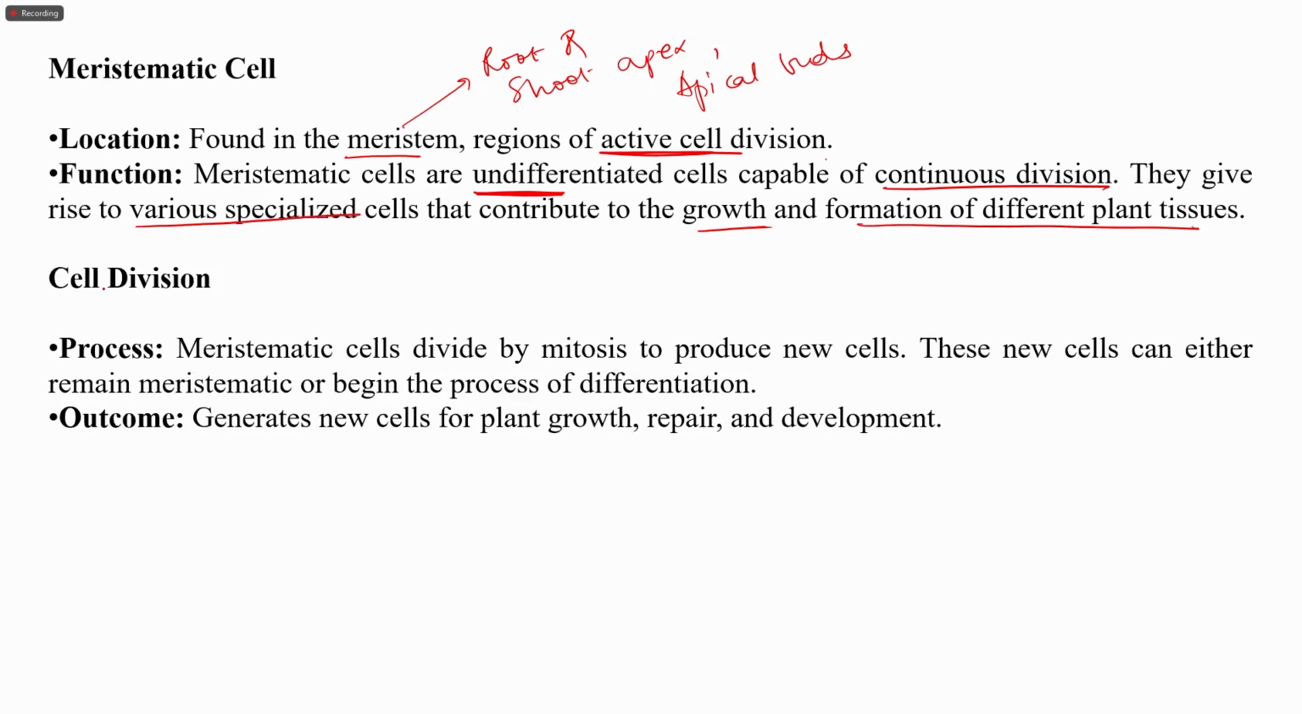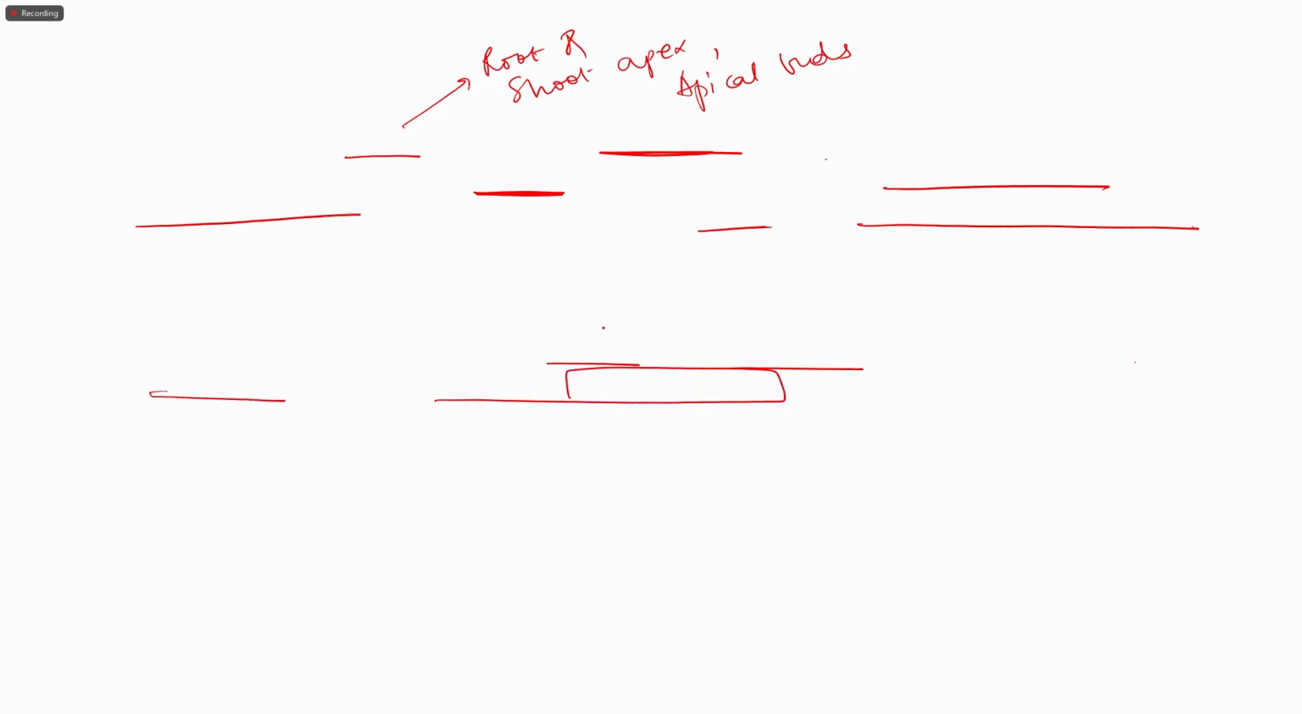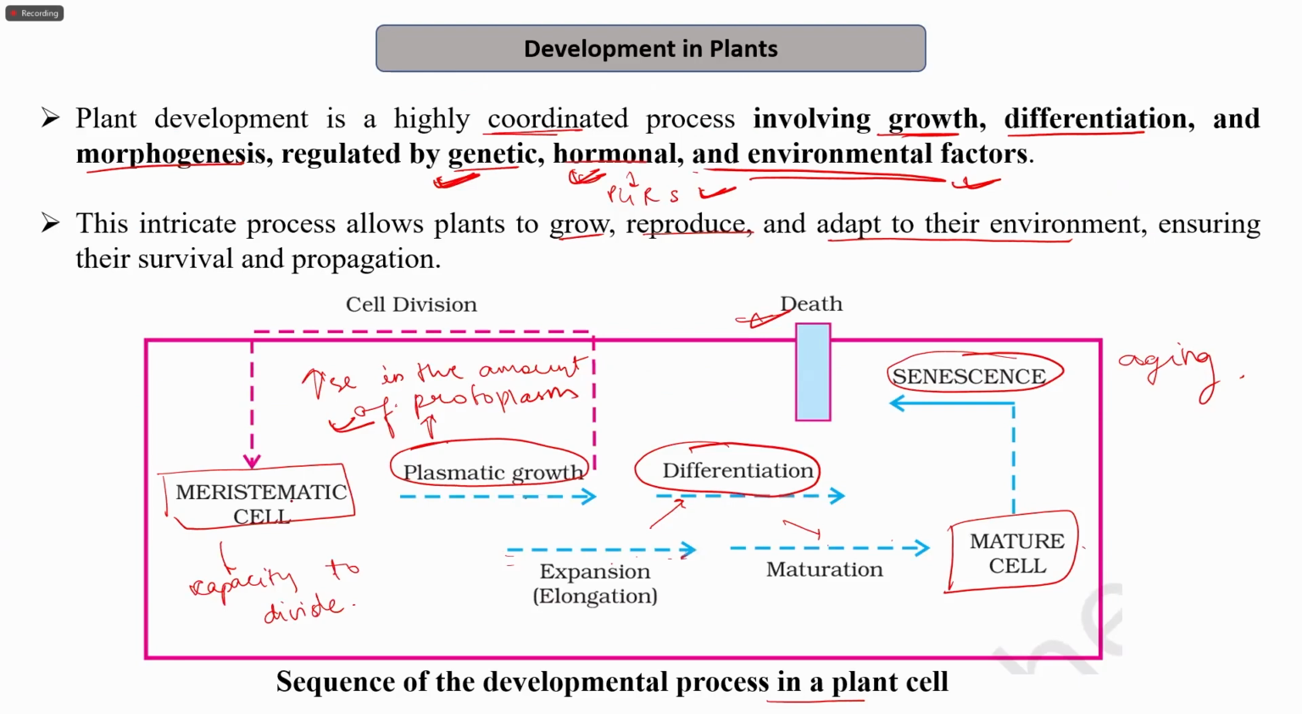The second step involves cell division. So meristematic cells divide by mitosis to produce new cells. These new cells can either remain meristematic, or they can begin the process of differentiation, as being shown in this figure. So they can either remain meristematic, like you can see here.